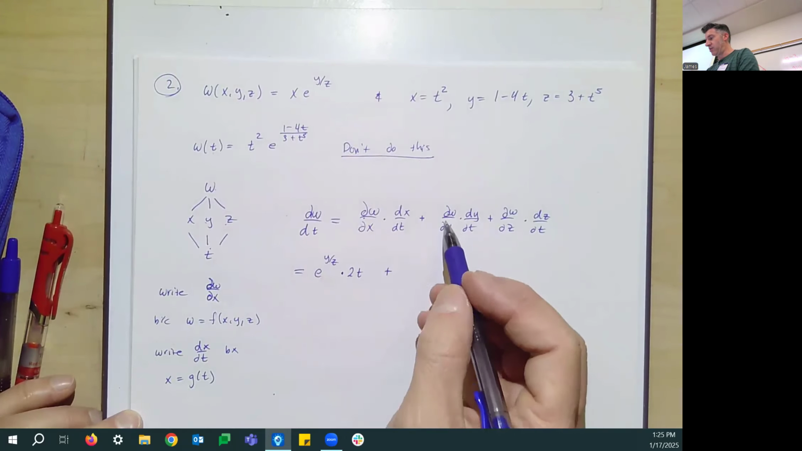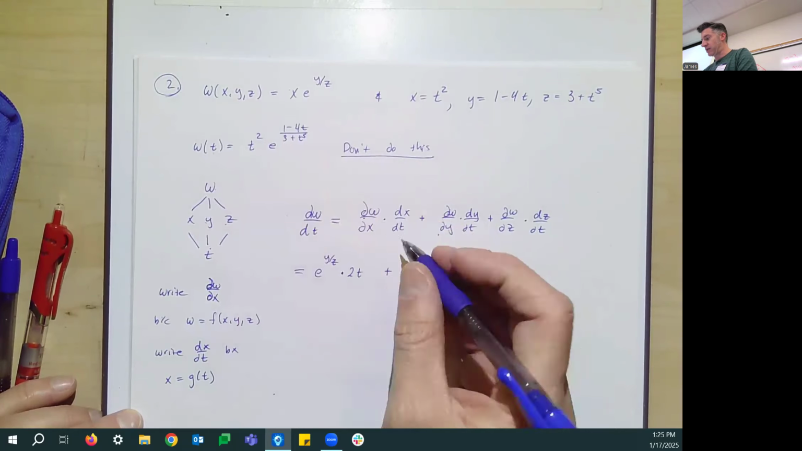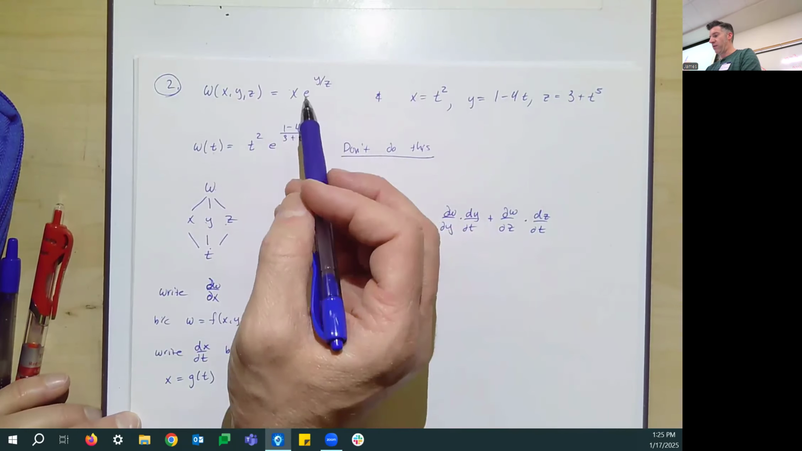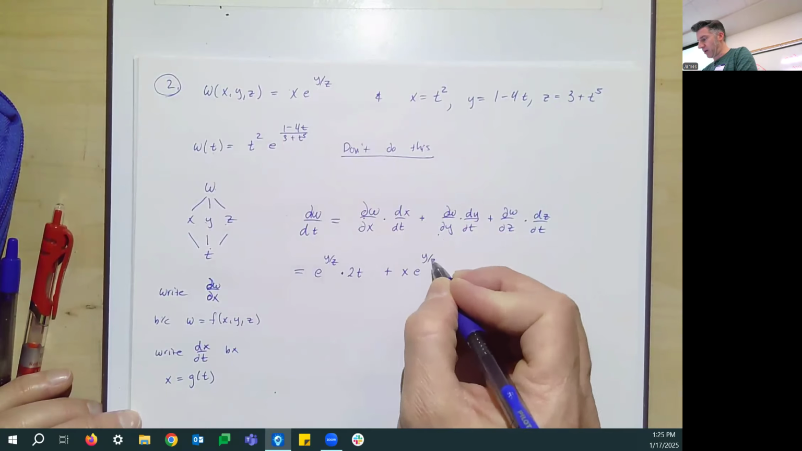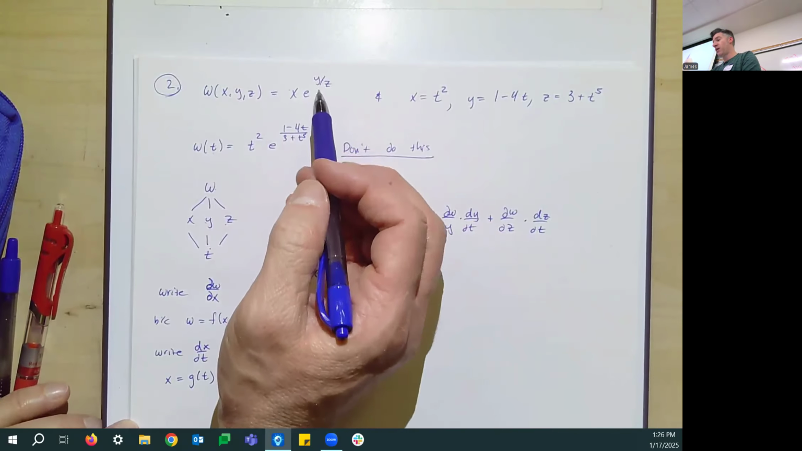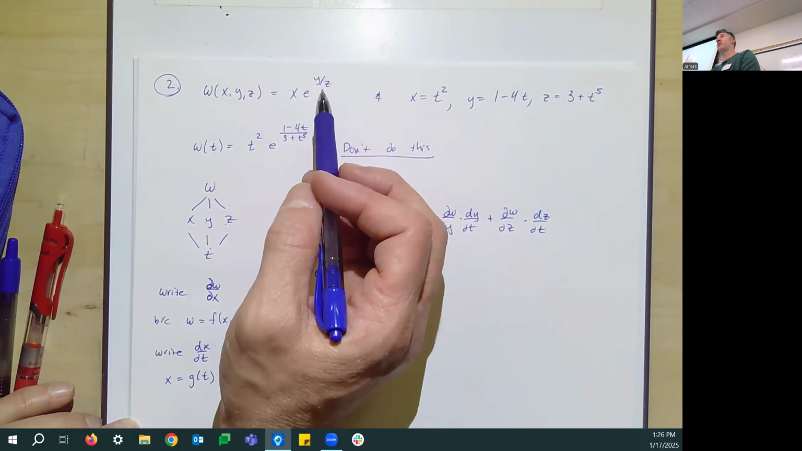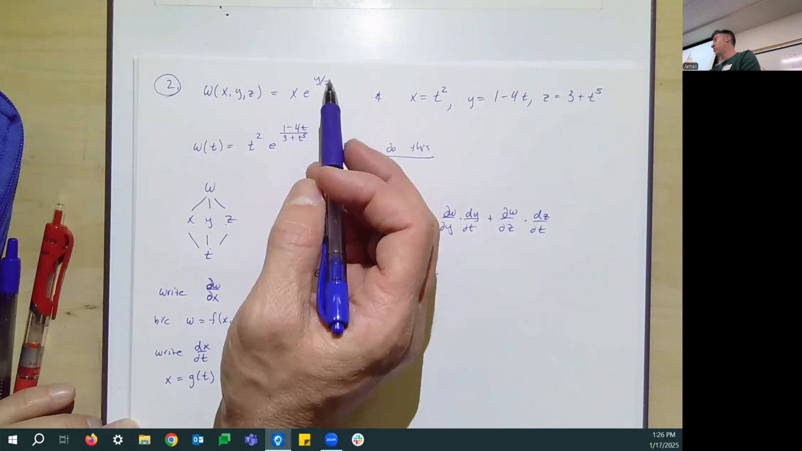Plus del W del Y. Okay, the X constant hangs out. The derivative of e to the stuff is e to the stuff multiplied by the derivative of the stuff. The derivative of y over z, I don't really want to use the quotient rule here, and I don't need to use the quotient rule here.